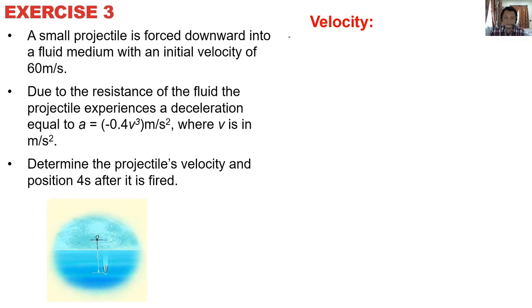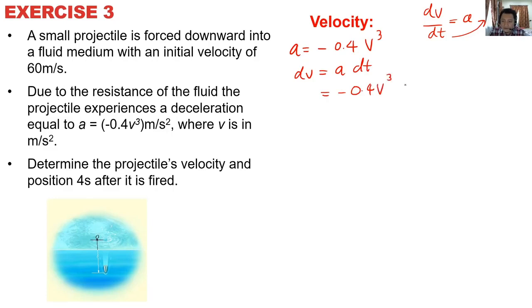Let's get back to this. Our acceleration is negative 0.4 v cube. We use this one: dv is equal to a dt. Where does this come from? It comes from here: dv over dt is equal to a. Bring this over here. So you've got this. So plug in this one: negative 0.4 v cube dt over dv.